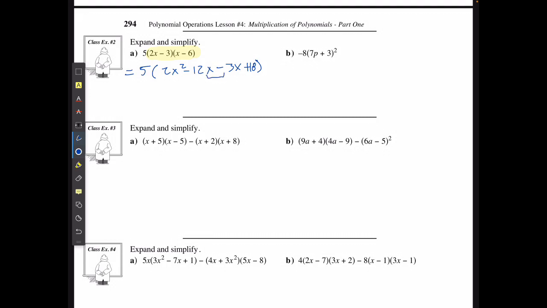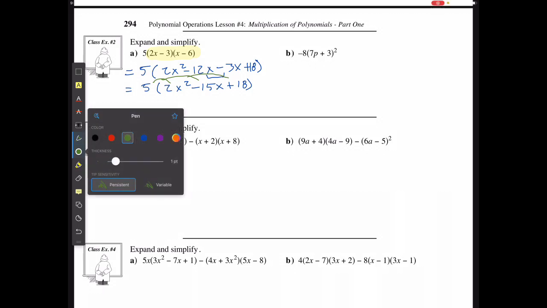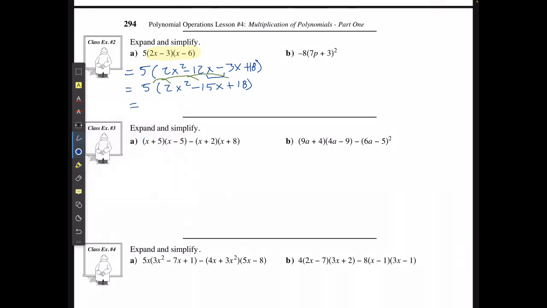I'm going to combine the middle terms so I have less multiplications to do, and I get 5 times 2x squared minus 15x plus 18. And then, knowing my distributive property, I'm going to multiply that 5 into all three terms of this trinomial. So in the end, what I have is 10x squared minus 75x plus 90.